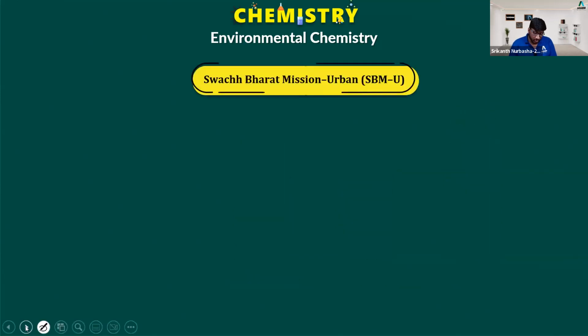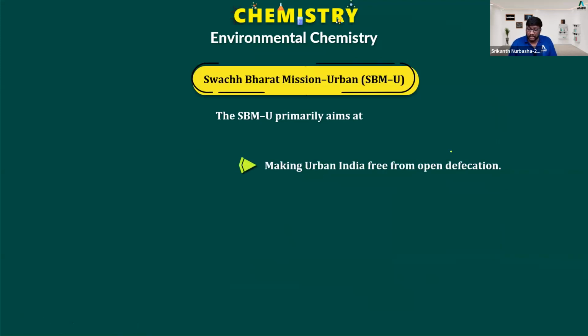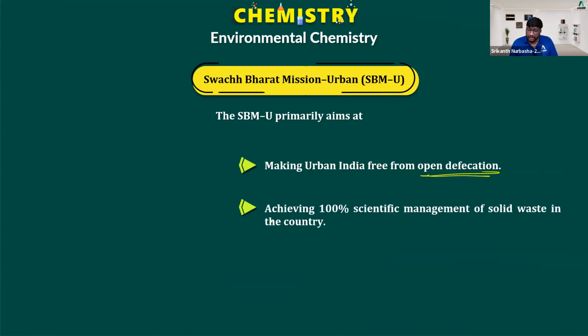And different missions have been launched by the government of India, like Swachh Bharat Mission Urban, SBMU. The Swachh Bharat Mission Urban primarily aims at making urban India free from open defecation and achieving 100% scientific management of solid waste in the country. We have to achieve 100% solid waste management in the country. That is the main target of your Swachh Bharat Mission Urban.